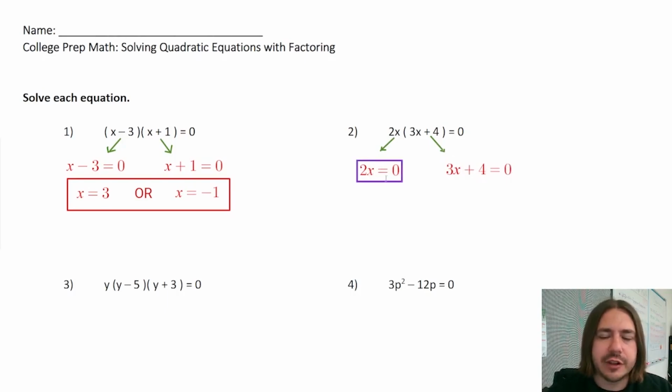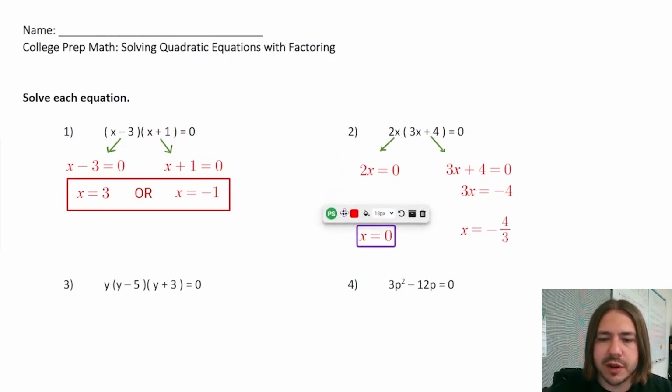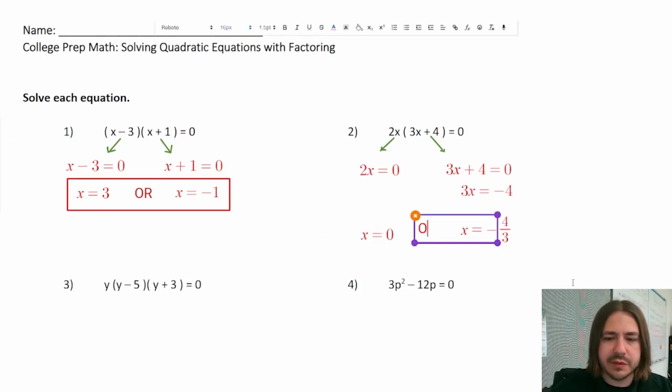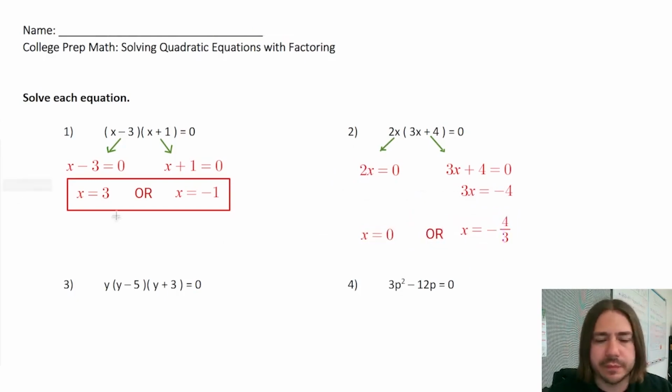For this factor on the left, we need to divide both sides by 2, which will give me x equals 0. Over here to the right, we'll start by subtracting 4 from both sides. So that's going to give me 3x equals negative 4. And then dividing both sides by 3, we get x equals negative 4 over 3. So once again, we get two solutions. I'm going to drag this down so I can just make one statement here, that x could either be 0 or x could be negative 4 over 3.